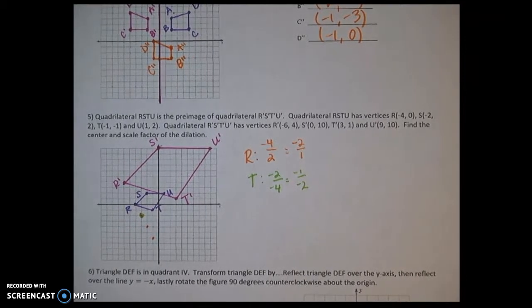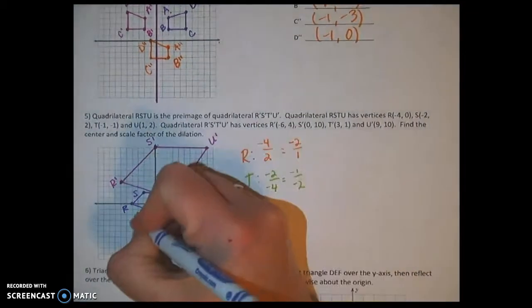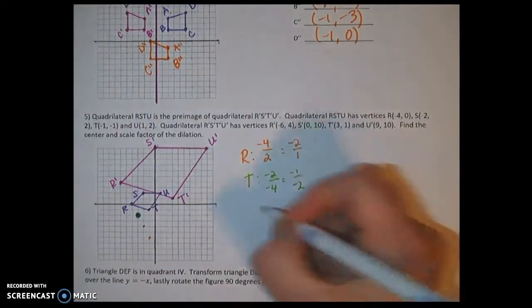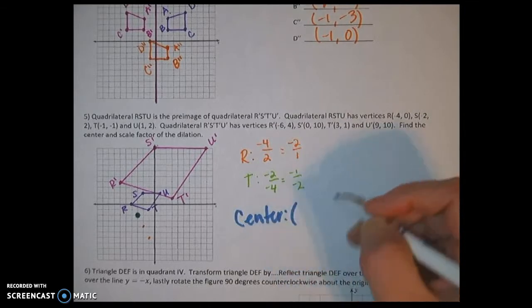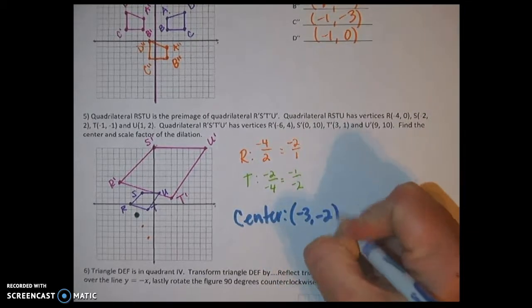I'm running out of colors, kids. Use blue. So this is the point that they overlap. So my center is at negative 3, negative 2.